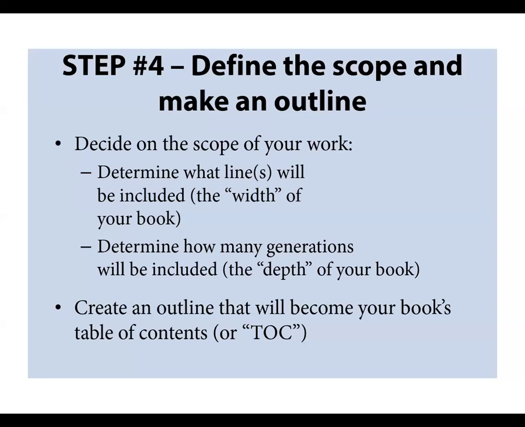Once you've determined what your work will cover, you may want to come up with a working title for your book. This will help solidify your ideas and make your project feel real. Now, do what we all learned about in school, make an outline. Your outline is basically the table of contents, or we're going to call it the TOC, for your book. A TOC will force you not only to decide what to include, but also what to leave out.